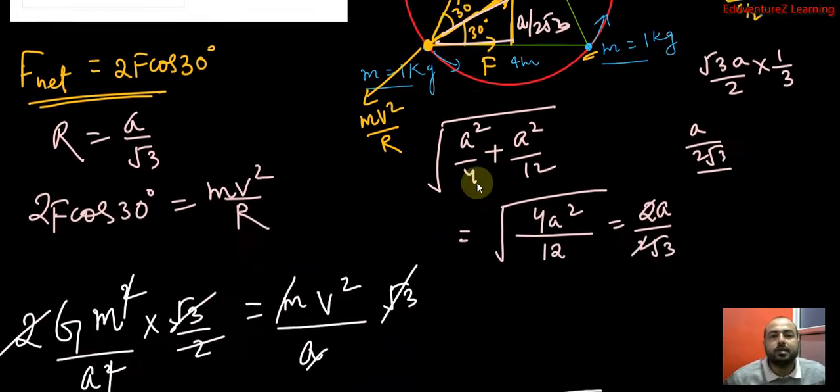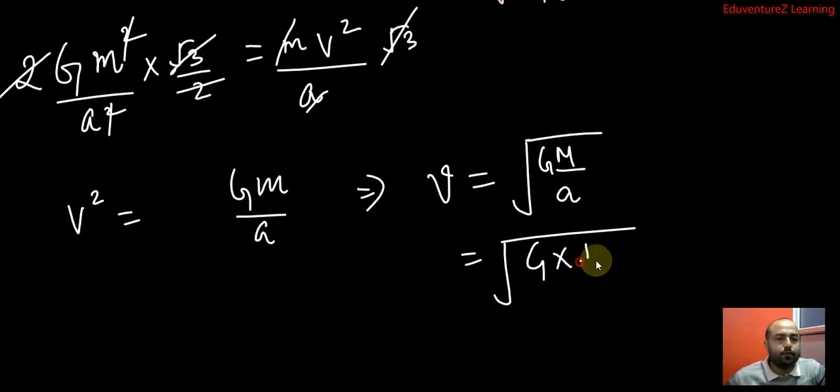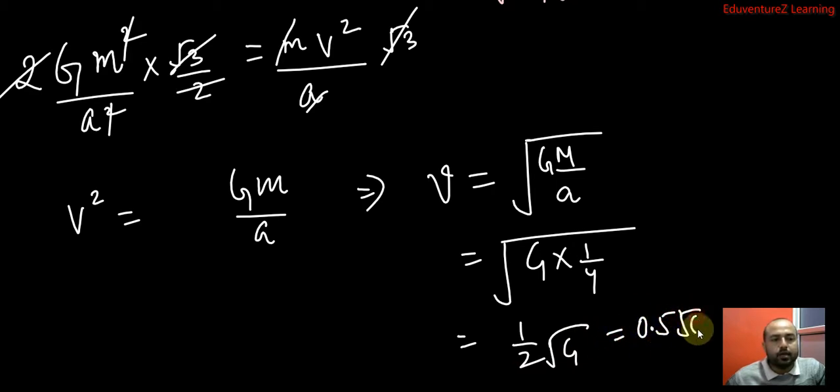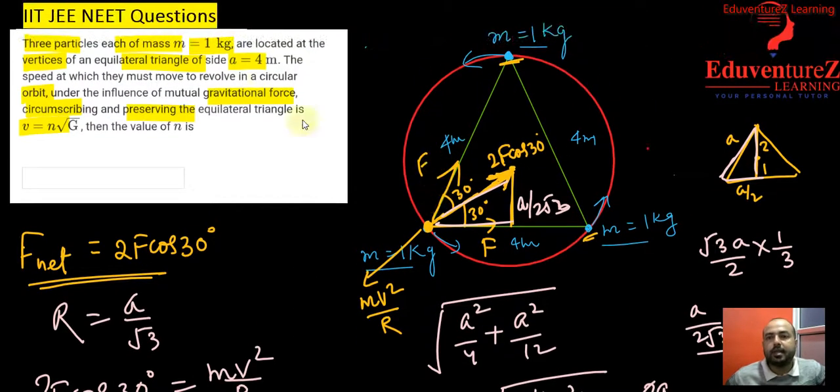So mass is 1 kg and the side is 4 meters, so it will be 1 upon 4, so this is 1 by 2 root g, that means 0.5 root g. So this is the value of n. v equals n root g, so n is 1 by 2 or 0.5. So 0.5 is the correct answer here. So n is equal to 0.5. I hope that this cleared your doubt. Thank you.